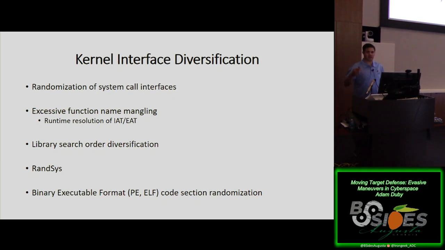The problem is that it is extremely expensive to run. There's an incredible performance overhead incurred. And also, it was still vulnerable to some ROP attacks because it didn't diversify the actual executable itself. So we have to add binary executable format code section randomization to try and defeat those building of ROP chains.